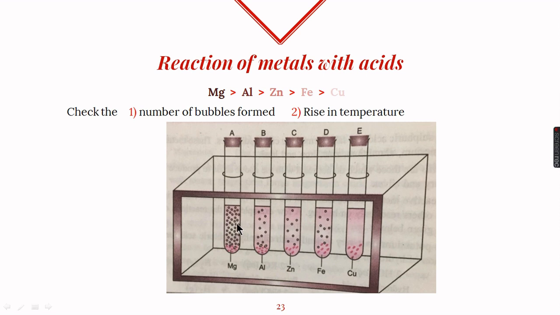We can easily compare between magnesium and iron, but if we are asked to compare between zinc and iron, it will be difficult because there will be too little difference in the formation of bubbles. So we cannot clearly say which one is more reactive and which one is less reactive. Another way to compare their reactivity is to note their temperature. We can put thermometers in all the 5 test tubes and note the rise in temperature. So we will see that the maximum temperature will rise in test tube A and the minimum temperature will rise in test tube E. So we can get an idea of the reactivity by reacting metals with acids.